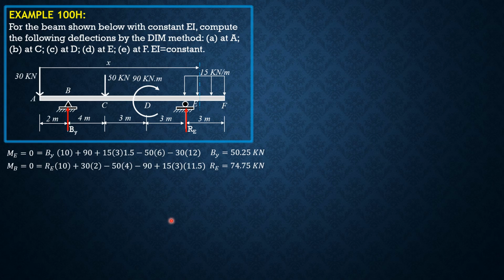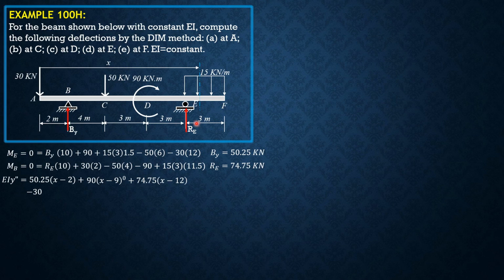Then we set up the moment equation for the differential equation up to EF, the last section. So that is X. EI Y double prime is applicable for the entire beam, so we just use Y double prime. EI Y double prime equals By 50.25 times X minus 2, plus 90 times X minus 9 to the 0 because this is 9, and plus Re 74.75 times X minus 12. That's 12, so X minus 12.